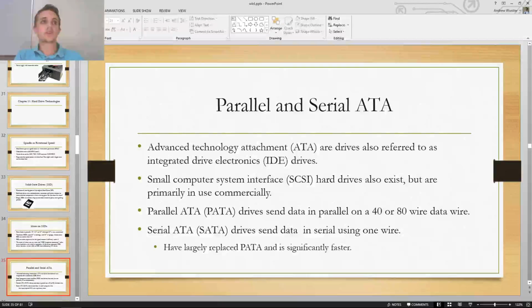SCSI, Small Computer System Interface, is mostly commercially used with backup systems or SANs. You won't really see these residentially. They're a lot less common. PATA drives are the drives that have those ribbon cables. Older, less common. You'll see them every once in a while, but for the most part, it's SATA now. If you don't have SATA, you should get SATA.